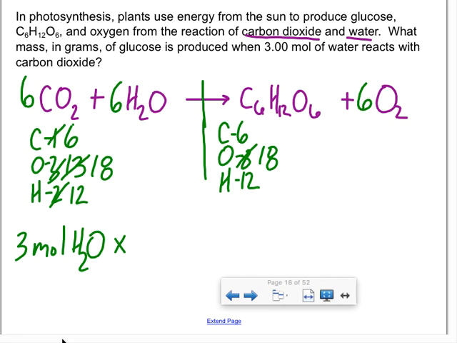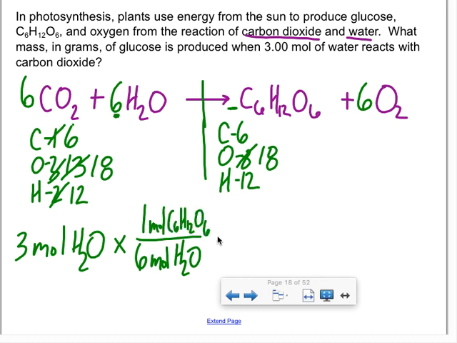Now I got to figure out my mole ratio. I'm going from water to my unknown, and my unknown is they want to know glucose. So I look at my chemical equation, I find water, and notice there's a 6 here. I also find glucose. There's a 1 here. Okay, so I'm in water. When I set up my mole ratio, that means water has to go on the bottom. So it's going to be 6 moles to 1 mole of C6H12O6. So that's my mole ratio.